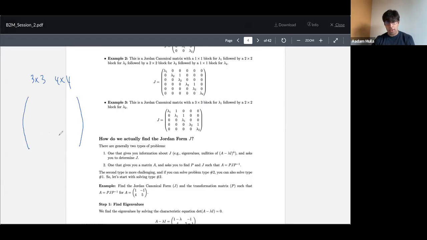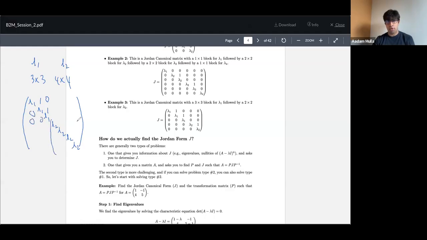I know the diagonal is going to have all my eigenvalues. Let's say this one is for lambda 1 and this one is for lambda 2. So lambda 1, lambda 1, lambda 1, three of them, and then 4 for lambda 2. And then I'm going to have this. Let's first isolate this 3 by 3 Jordan block first. So it's going to have ones along the super diagonal and 0 everywhere else, right?